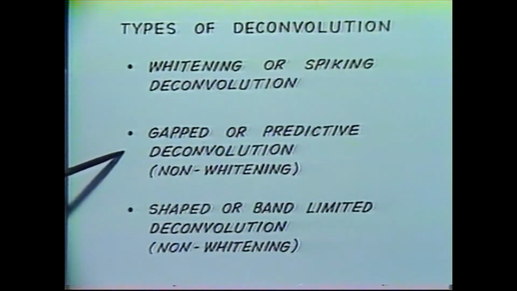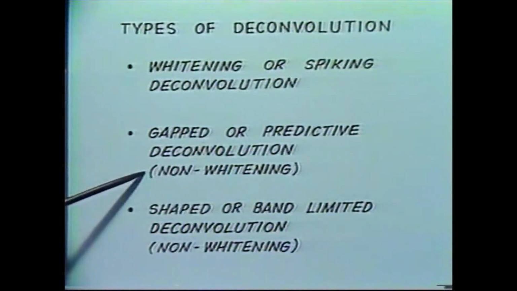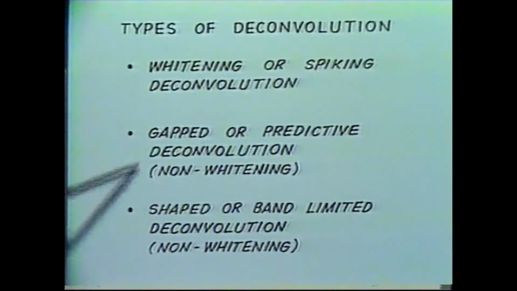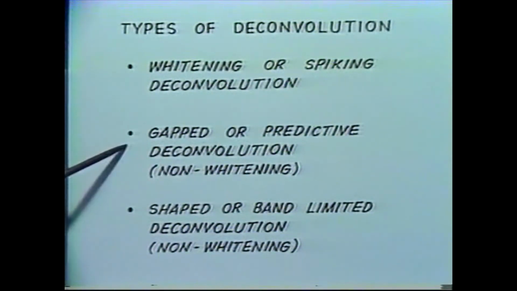Another type is called gapped or predictive deconvolution. It's categorized as being non-whitening. It tries to collapse that long, effective, distorted shot wavelet into a much sharper pulse, but it doesn't really try to collapse it to a spike. And the third type, which is similar to gap deconvolution, is shaped or band-limited decon, which is also non-whitening. We'll discuss these first two a little bit more in detail.